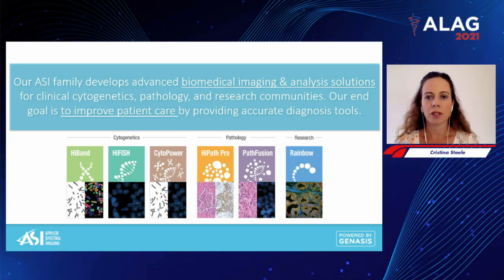Moving over to pathology, we have the HiPath Pro, which is designed to digitize and provide whole slide images for pathology slides, being H&E or IHC. And for IHC nuclear membrane stains, we have image analysis software as well. And merging together whole slide imaging with corresponding paraffin embedded FISH slides, we have the PathFusion. Research, we have the Rainbow product that allows for hyperspectral unmixing imaging.